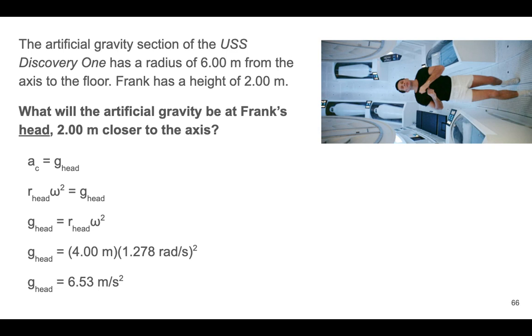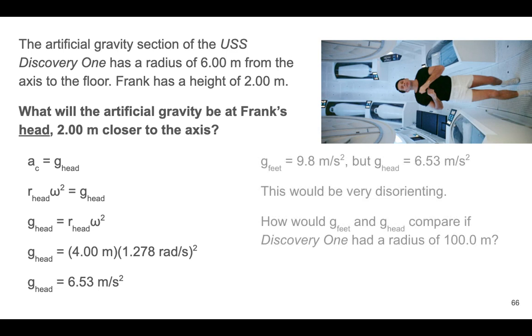This time we know omega, and we just figured out that the radius is 4 meters, and we're solving for g. So if we do this, we're going to get a g at Frank's head of 6.53 meters per second squared. And again, at his feet, it's 9.8 meters per second squared. So this would be extremely disorienting if you were to actually do this.